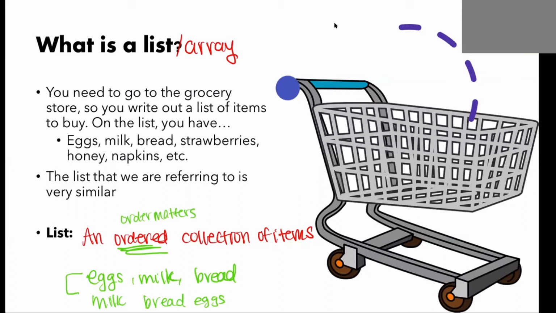A collection just means that it could be more than one thing. You could have 0 things, you could have 1 thing, or you could have multiple things. Items just means whatever you're storing, whatever you're taking a look at. So an ordered collection of items could be numbers, strings, or booleans. You could have different kinds of things going on here.